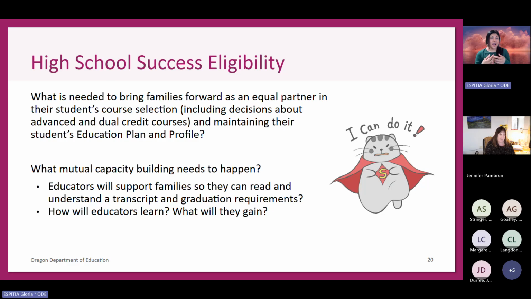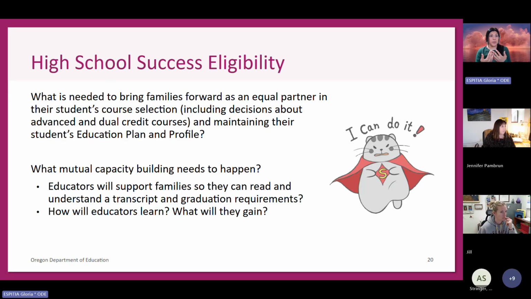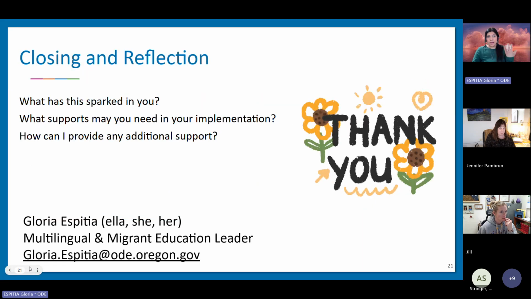So I think when we talk to our families, we also learn about the dreams and the visions that they have for their kids. And I think that's really valuable information. So as we approach the high school success eligibilities, we can work through the dual capacity framework, noting that it's not only our families that are learning, but it's us that are learning alongside. So we have 5 minutes left, so I'll take us on to the next one.